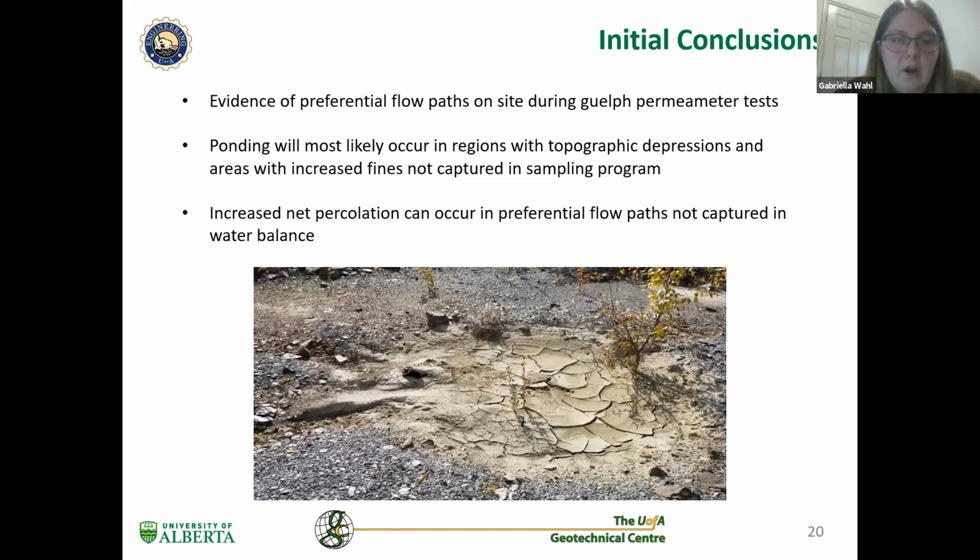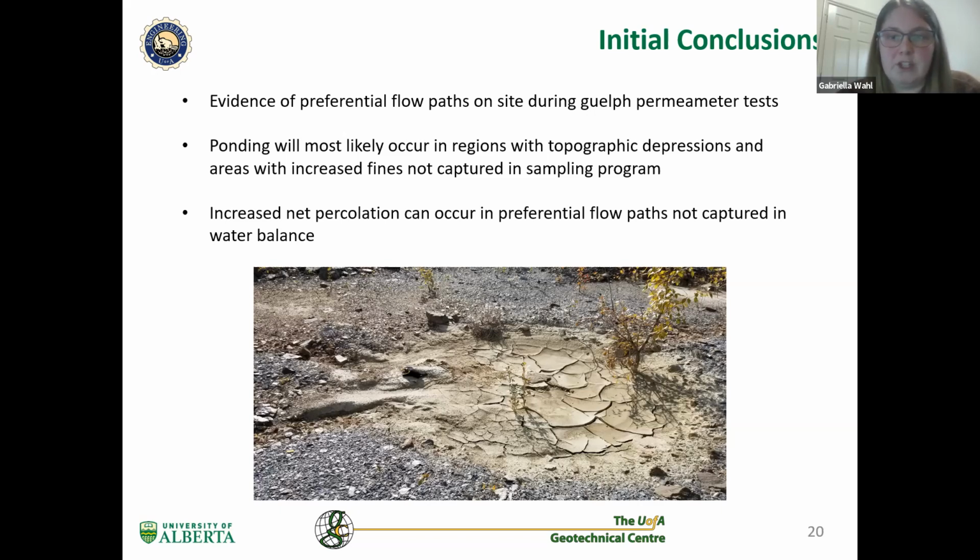Although my model is not predicting runoff for the average surface, there still exist heterogeneities on the surface of the waste rock dump that won't match my analysis. As you can see here in this picture, which was taken while I was on site, there was a ponding event, which is indicated by the silt and the volume change in the cracking. So you know that water was likely ponding at this location. If you have topographic depressions, or areas with increased fines that weren't captured in my sampling program, you could have ponding on the surface, which isn't captured by my analysis.